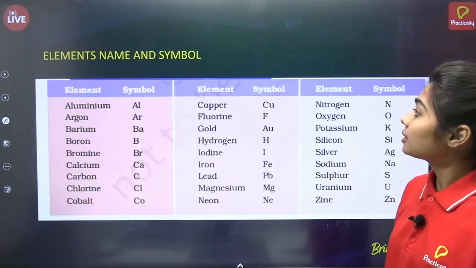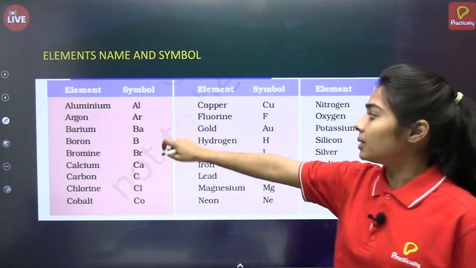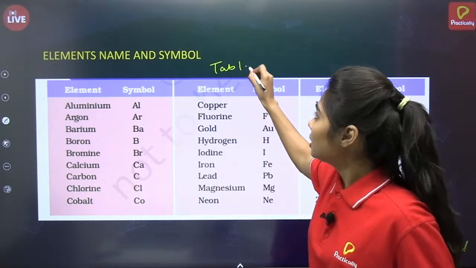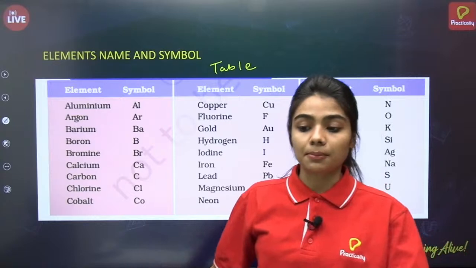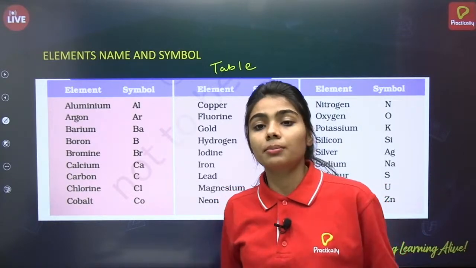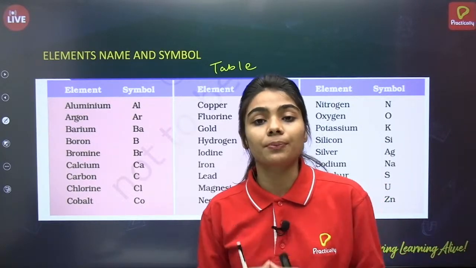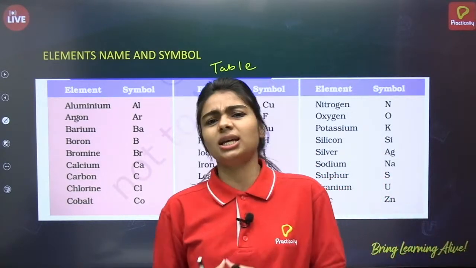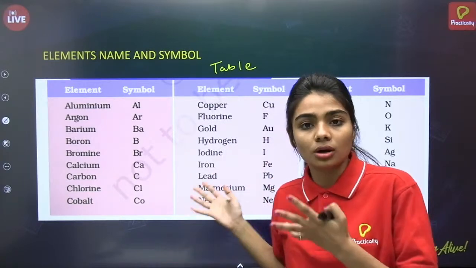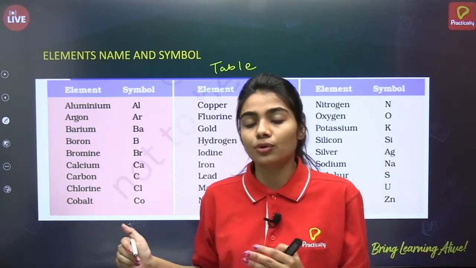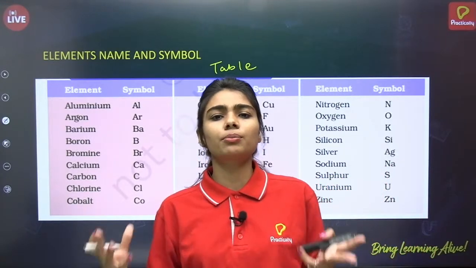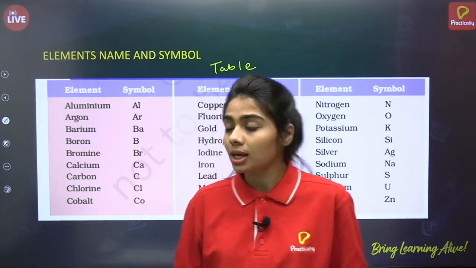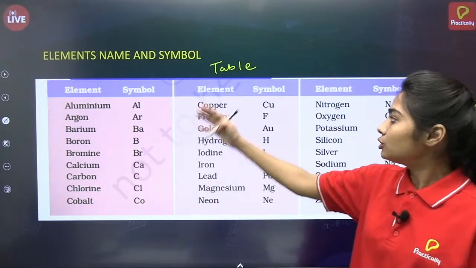So here, element name and symbol. This is the table which is present in your NCERT. So you should remember all these symbols. Why do you need to remember all these symbols? Because whenever you are writing any chemical formula or solving any question, you should know these symbols. If you don't know a symbol, then how will you represent that particular compound or molecule? Okay, so these are the symbols you should remember.